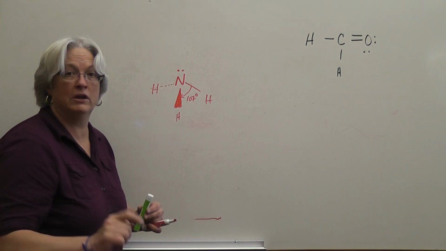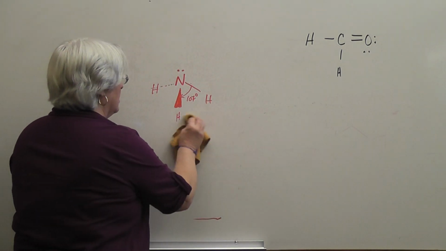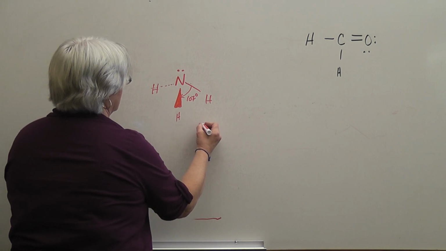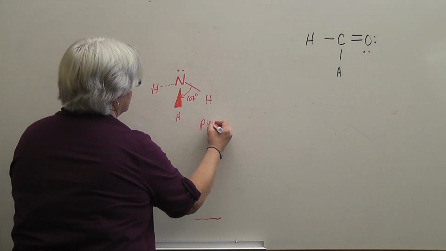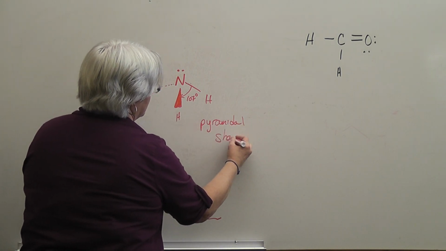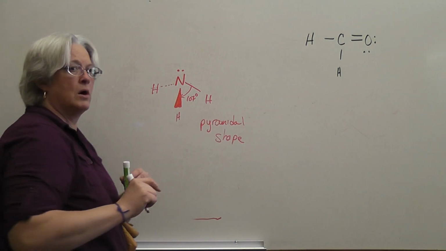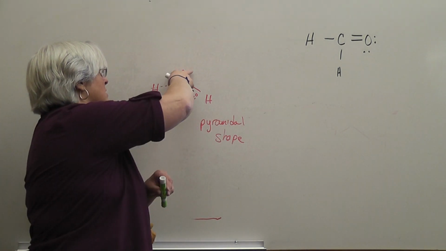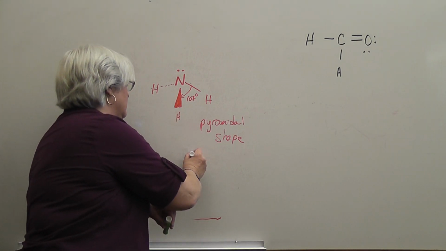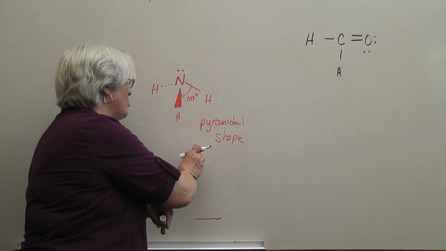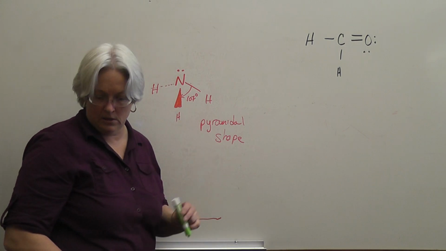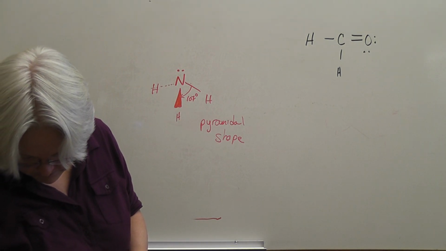It is so not a tetrahedral. Tetrahedral is 4 bonding pairs of electrons. This is a pyramidal shape. 1 pair of the electrons is non-bonding. So pyramid shape, pulled up not quite as far as you have with the tetrahedral shape. Okay? Let's see.